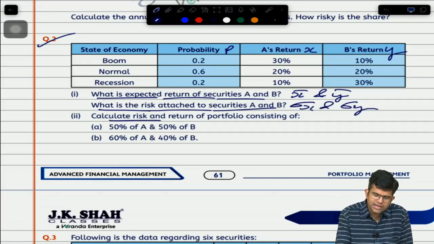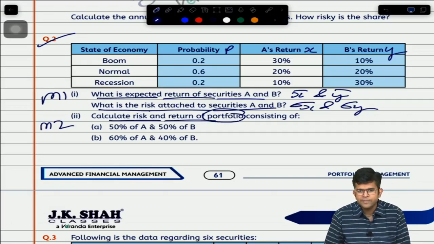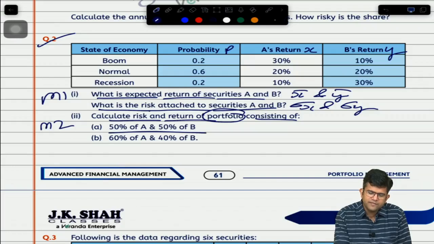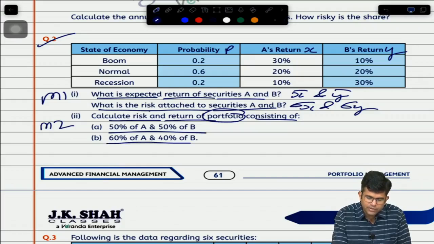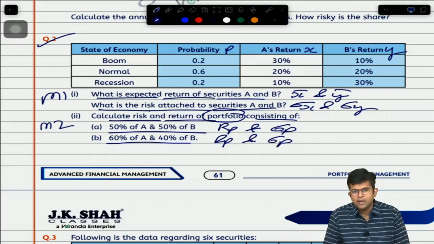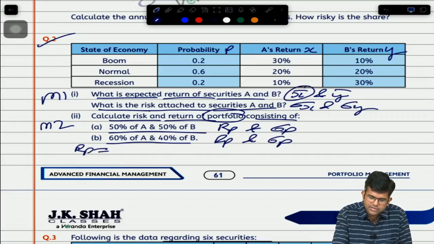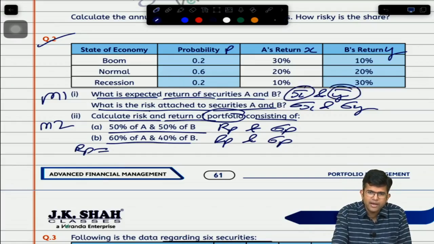What is the risk and return of a portfolio? So this is module 1, this is module 2. You are understanding? In module 2, they are asking you what is risk and return of a portfolio consisting of 50% A, 50% B, 60% A, 40% B, sorry, 60 and 40. So here they are asking you RP and sigma P. Everybody clear? Now, what is the formula of RP? RP is WX RX plus WY RY. Everybody clear? What is sigma P?